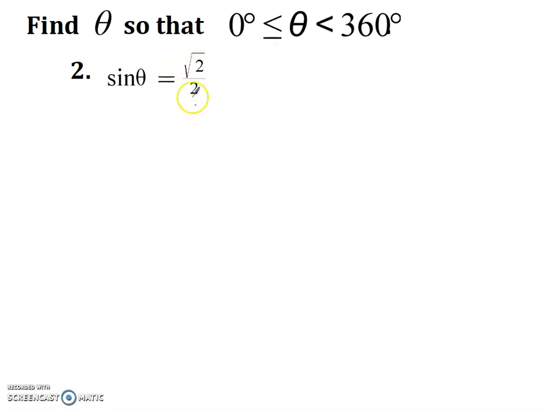Anytime you're given a rationalized ratio, where the number in the square root matches the number in the bottom, we're going to unrationalize it. So we're going to write it as what it was before it was rationalized. So this is going to be our opposite over hypotenuse. And now I know these are the sides of a 45, 45, 90 triangle.